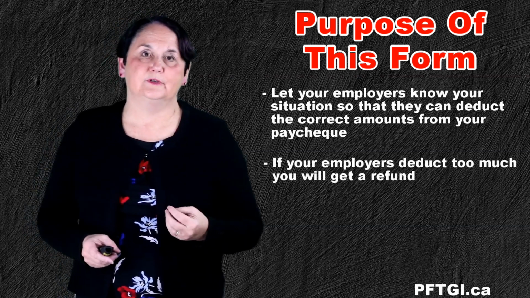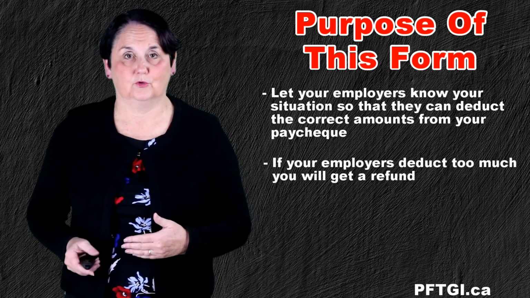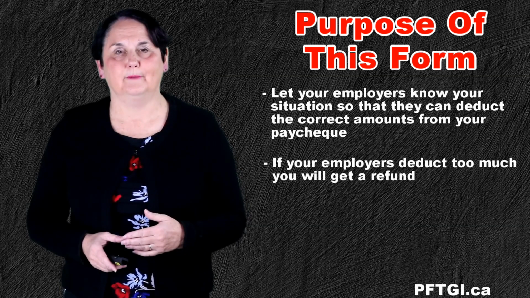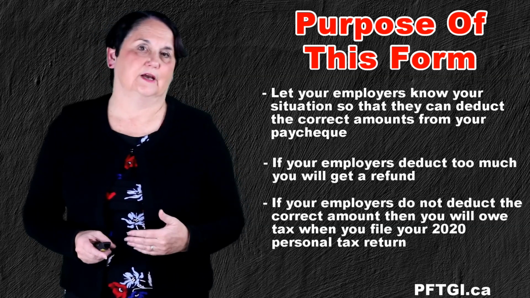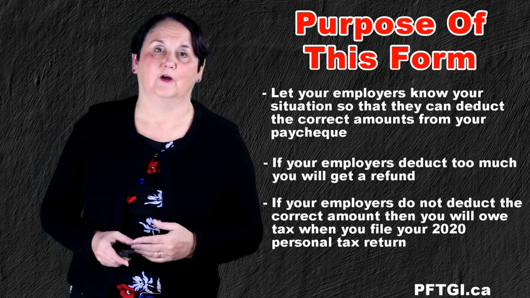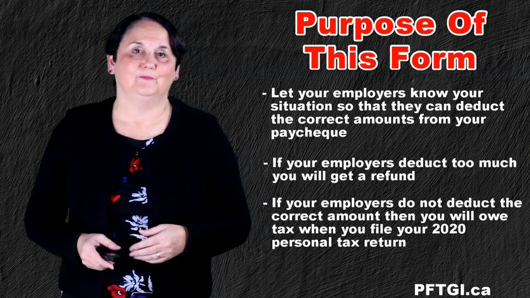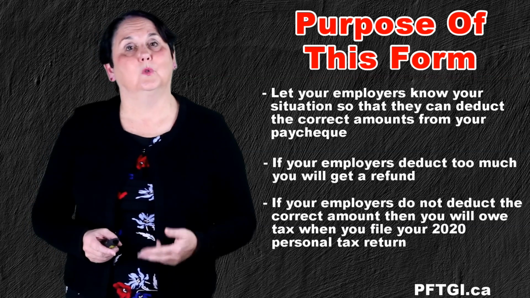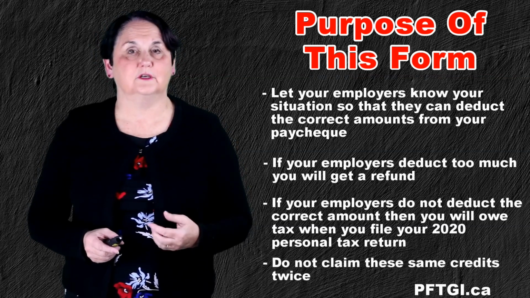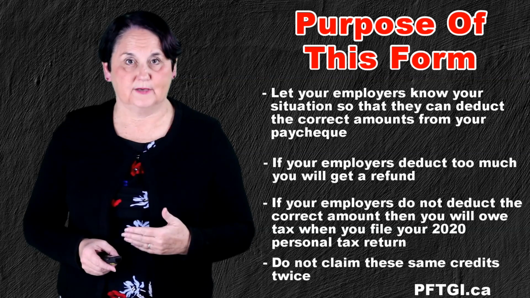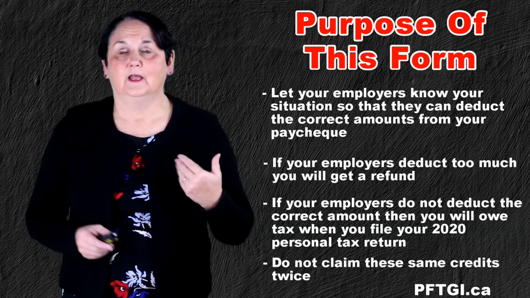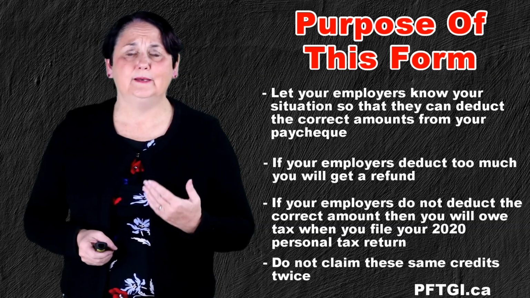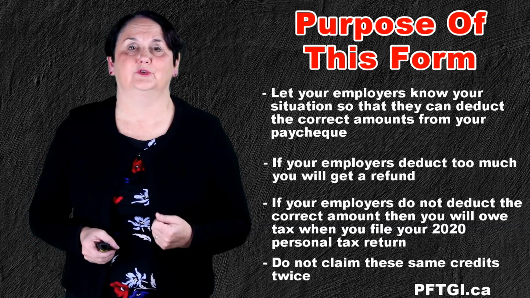So if your employers take too much money from you, you will get a refund when you file your 2020 tax return in 2021. If your employers don't take enough tax from you, then you're going to owe money when you file your tax return in 2021. If you have more than one employer, you have to be very careful not to claim the same credits twice. The basic personal amount and any of the amounts that you get for dependents should only be claimed one time, because you can only put it on your tax return once.